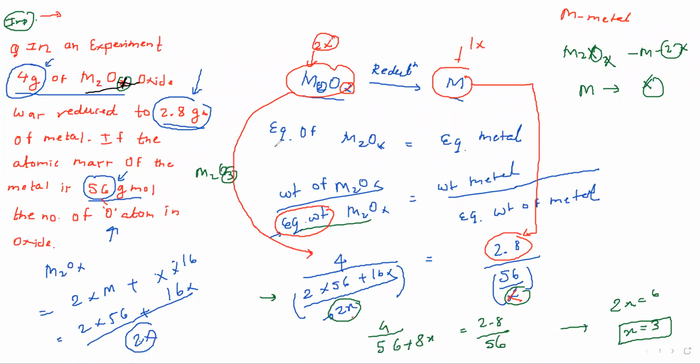What is the equation? Equivalent weight of M2OX is equal to equivalent weight of metal. See, yesterday I guess we have done PbO and Pb, right? So from PbO we are getting Pb. So in a similar way we are correlating this also. So that's why here is 4 and here is 2.8, because from 4 gram we are getting 2.8 gram. Oxygen is there in this. So the oxide is 4 gram, but only metal is 2.8 gram and the remaining is oxygen.